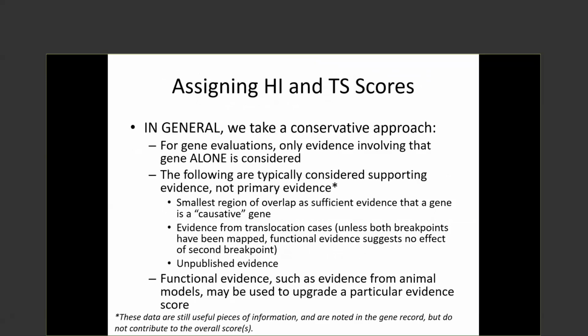So in general, for both scores, we take a conservative approach. Only evidence involving that gene alone is considered. The following are typically considered supporting evidence, but not primary evidence. So things like the smallest region of overlap suggests that this particular gene is the causative gene, or evidence from a translocation case unless both breakpoints have been mapped and functional evidence suggests no effect of the second breakpoint, or unpublished evidence. This type of information can, of course, still be useful and can absolutely be noted on the record, but doesn't typically contribute to the overall score. Functional evidence, such as evidence from animal models, may be used to upgrade the score of a particular piece of evidence.